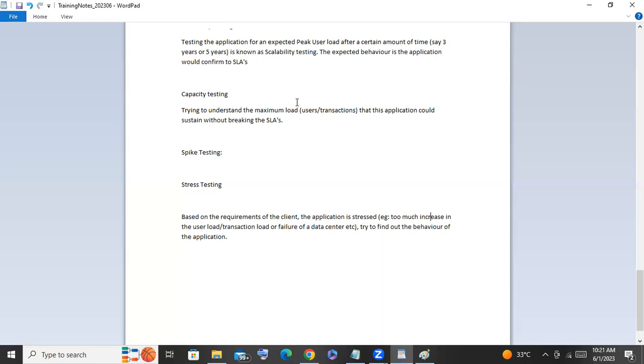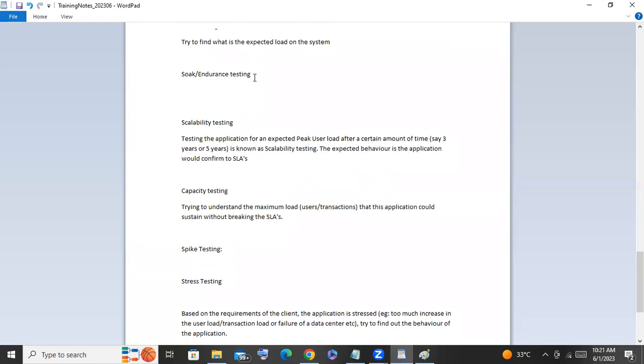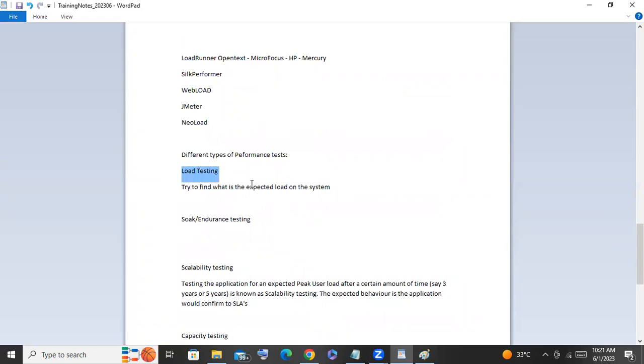Any questions, guys? I have one question. Can you tell us the sequence of all these testing once? I already told you, first we would do the load testing. Why would we do the load testing to start with? Because we have to understand whether this application would be able to sustain the expected production load, the expected production peak load.